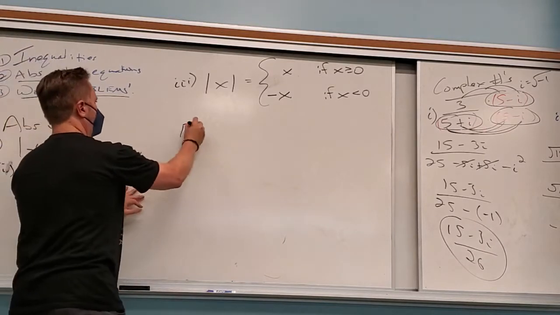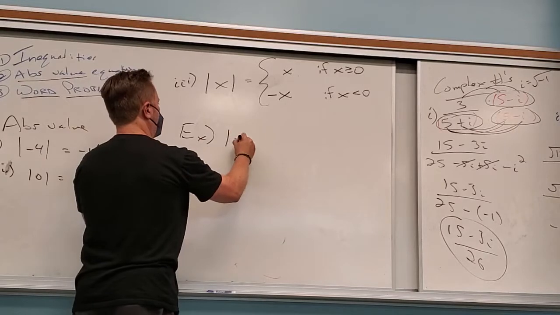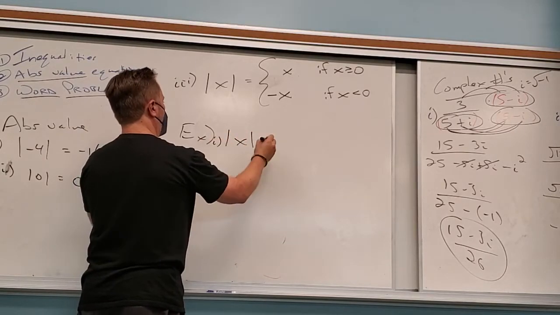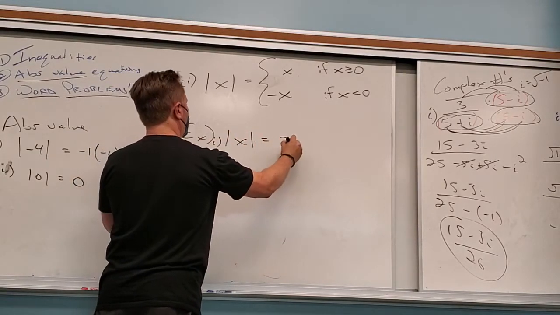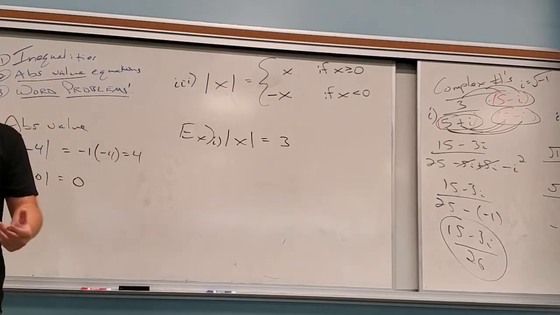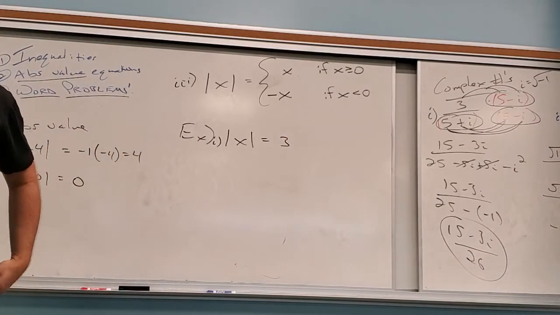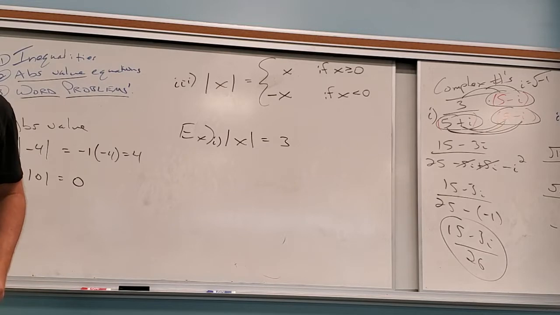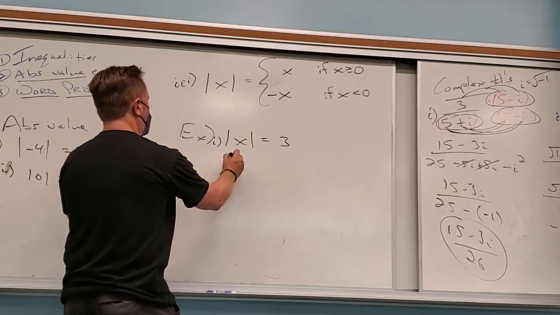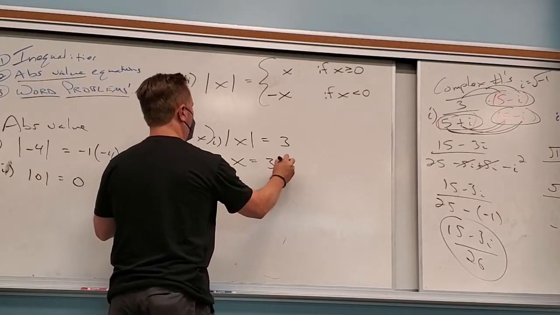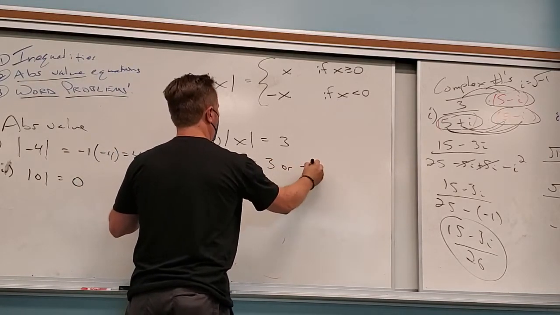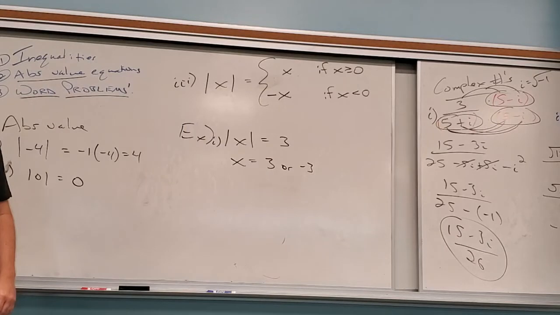So for example, example 1. The absolute value of x is 3. This one's nice because you can just reason this out. What would you put in there so the absolute value is 3? 3 or negative 3. So the answer would be 3 or negative 3. Does that make sense?